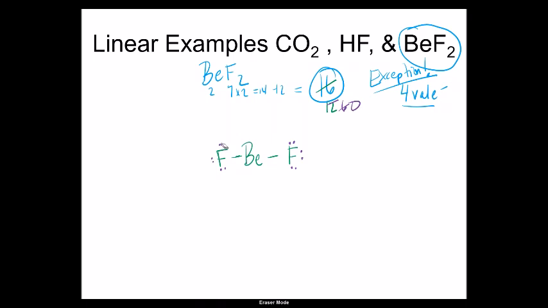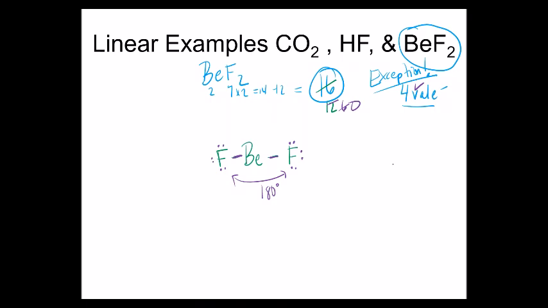Let me fix those dots. I don't like those dots. All right. Beryllium has its 4 right here. Check. Exception rule. And each fluorine has 8. So we are now correct in our drawing. Degree across there, still 180.